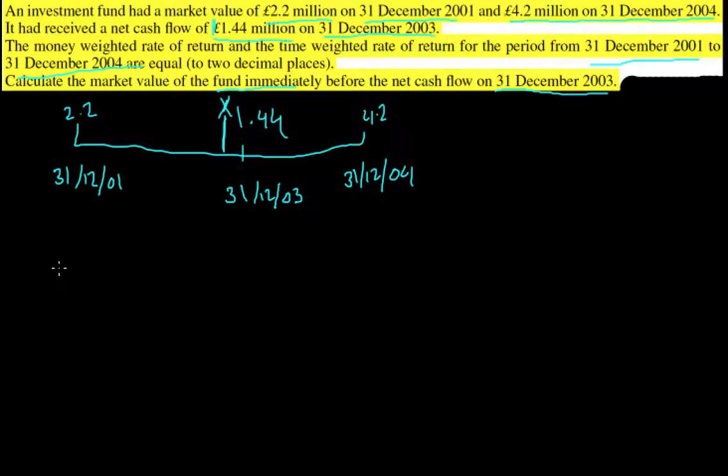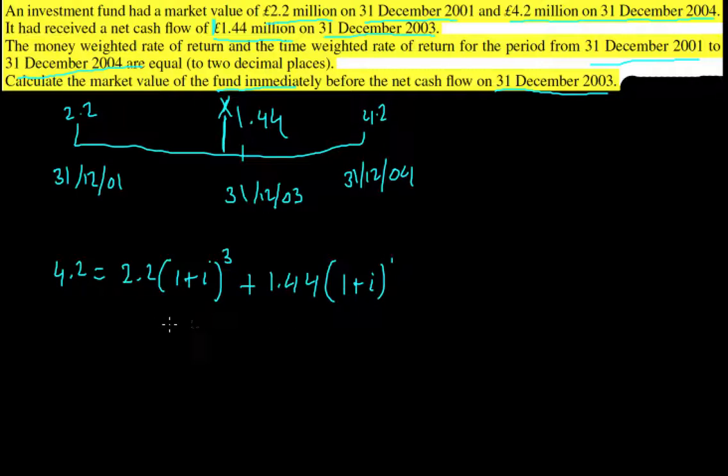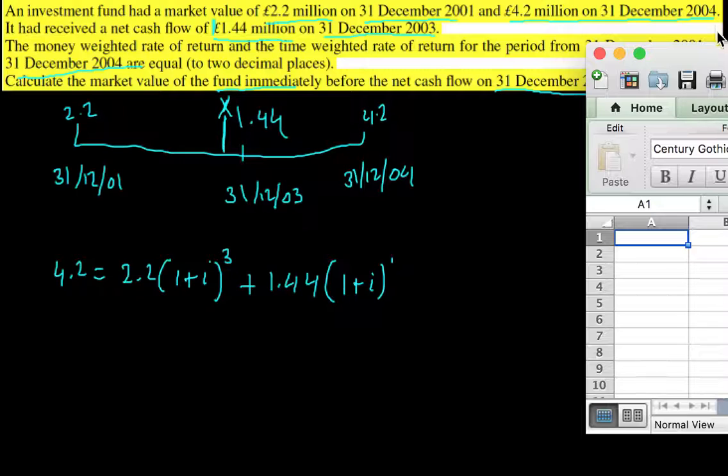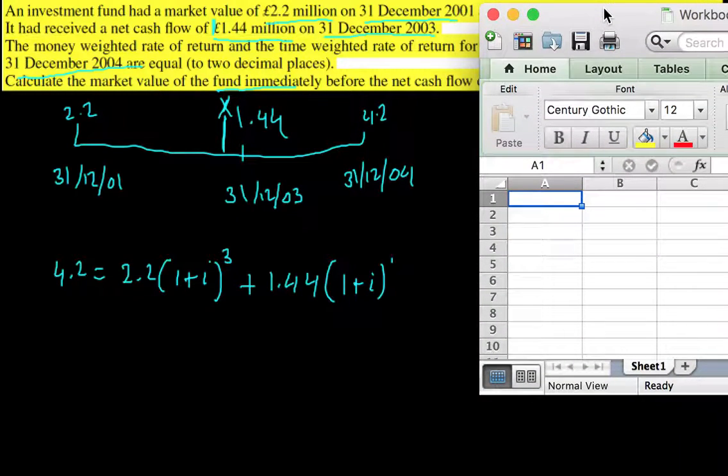For the money weighted rate of return, we got 4.2 and we started with 2.2, which is going up by some interest rate for 3 years: 01 to 02 to 03 to 04. Then we have the cash flow of 1.44, getting interest 1 plus i for just 1 year. Now we just have to solve for i to 2 decimal places. In your exam you can muck around trying to work that out. I'm just going to do it quickly in Excel.